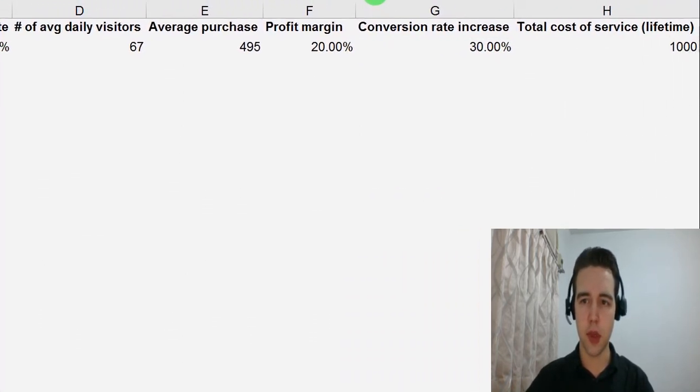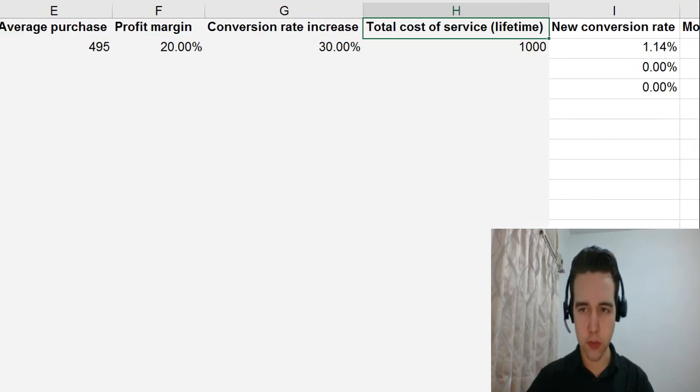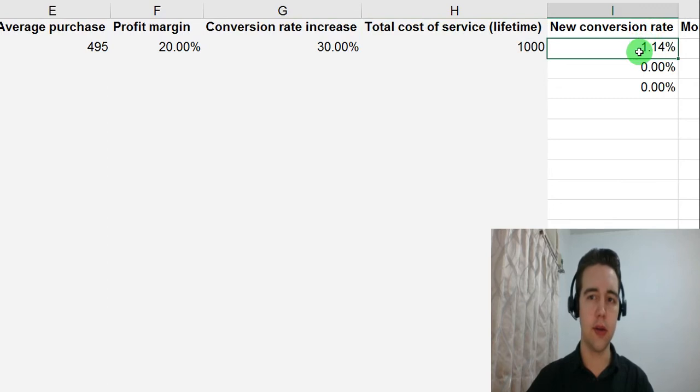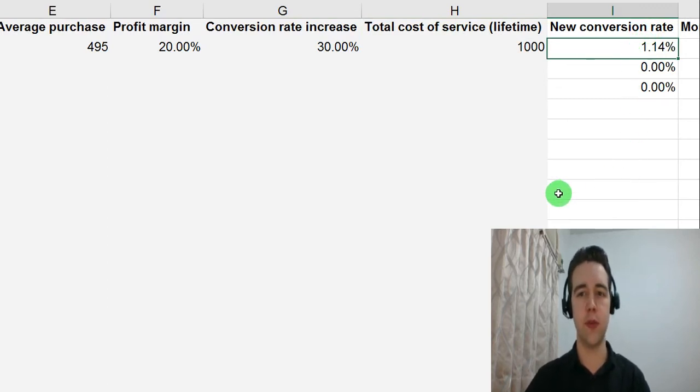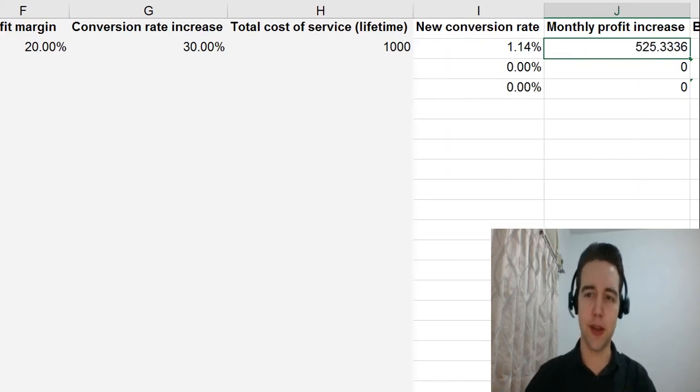Then there's always a cost of service, whether it's your time or whether you are paying somebody to improve your site. So you want to put that there. And this is because you want to have the actual return on investment for this investment. All right, so we can calculate our new conversion rate. This is the old conversion rate times the improvement. So 30% improvement on 0.88 is 1.14. And yes, it's an estimate, but it's an estimate that is based on experience and something you can expect.